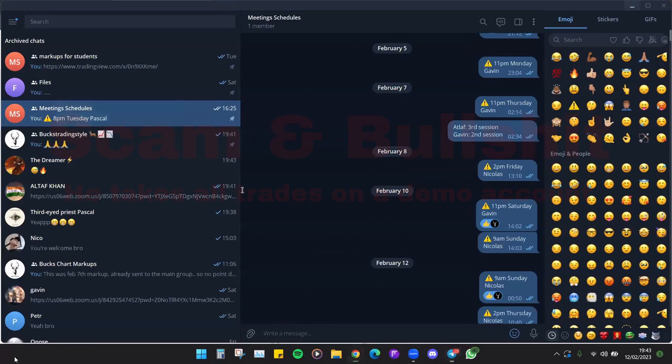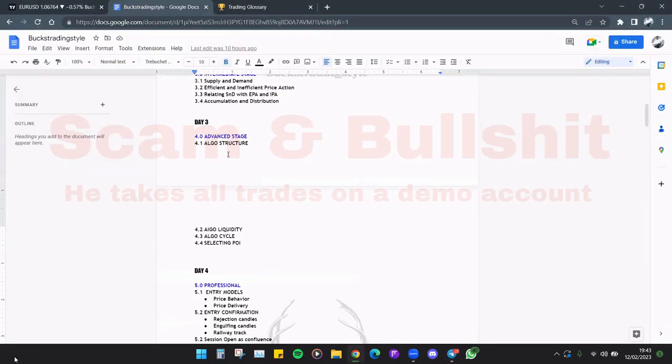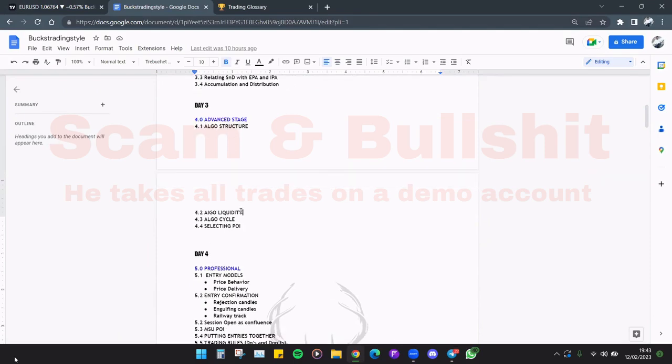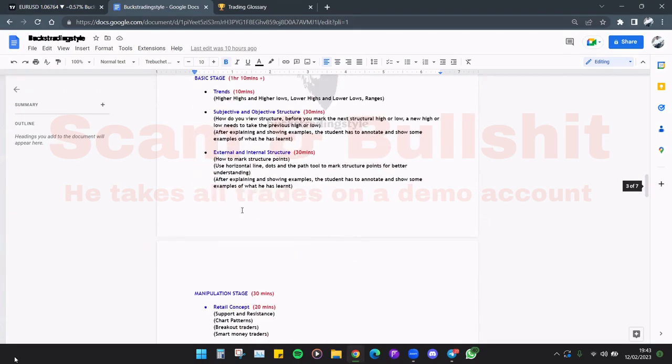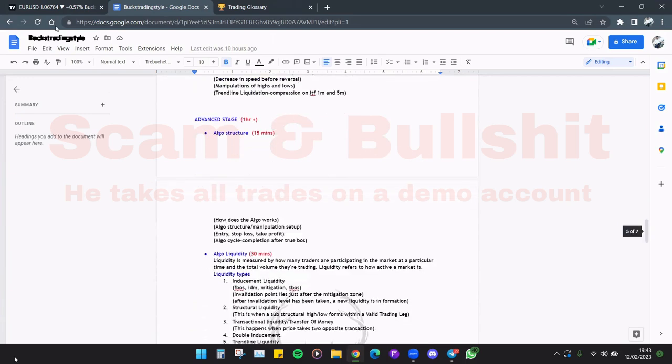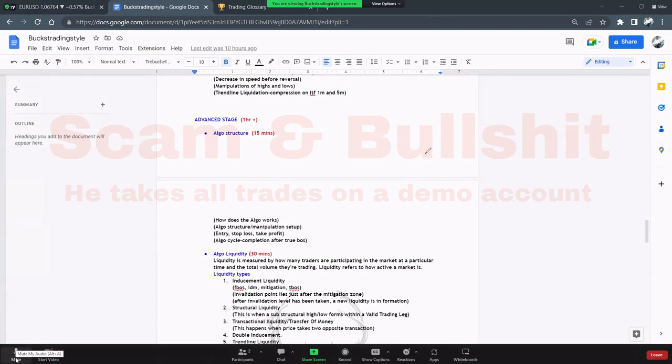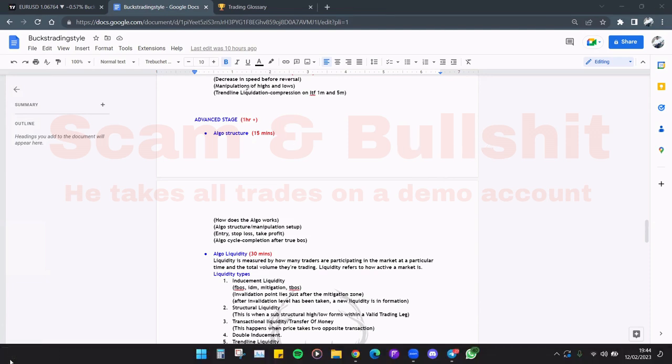Okay, so the advanced stage is going to include everything about algo, the algo structure, algo liquidity types, algo cycle, and selecting POI. So good. Now, how does the algo work? We algo traders try to follow how the hedge funds and the big banks trade. Even if we don't know 100% exactly how they trade, we try to at least go in line with them.